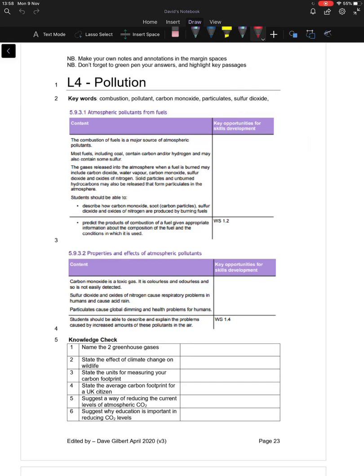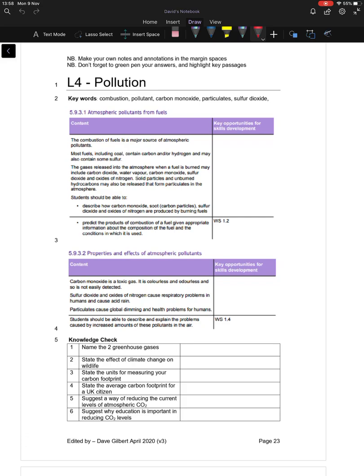So, welcome to lesson 4 on pollution. This is the final lesson in the chemistry of the atmosphere unit. You should have a paper copy of the booklet or a digital copy of the booklet, or if not, just your own notebook and pens and paper for making notes from the topic content we're going to go over today.